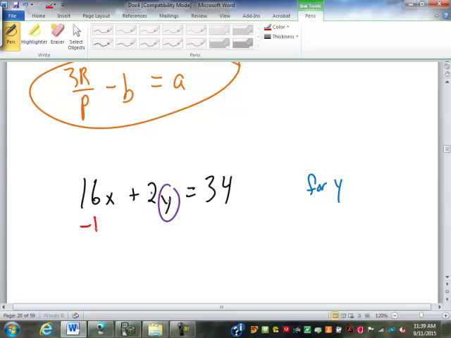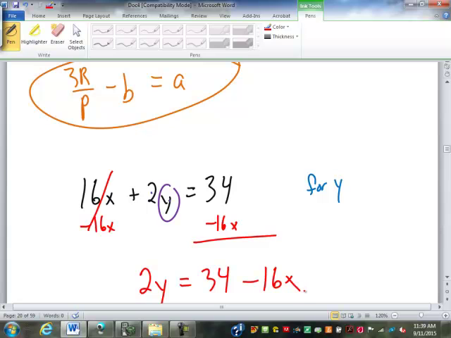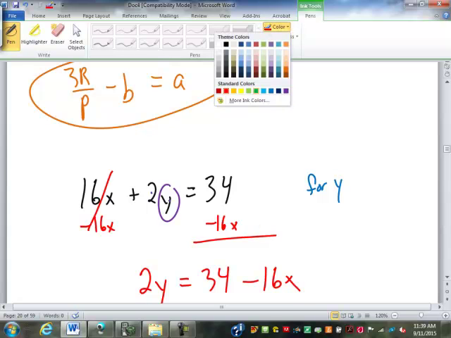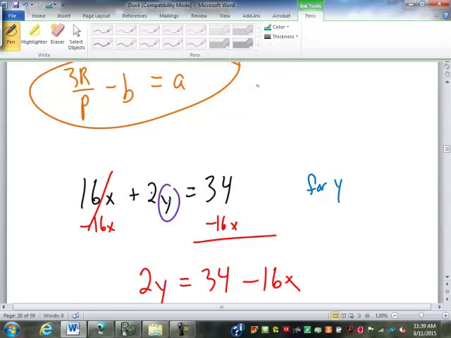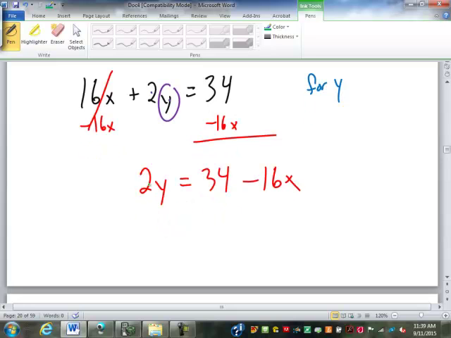Y has been multiplied by 2, and 16x has been added to it. To solve, I'm going to subtract 16x. So I'm left with 2y. What's 34 minus 16x? Trick question. It's 34 minus 16x. This is where it gets a little trickier. Y has been multiplied by 2, so we're going to divide by 2.